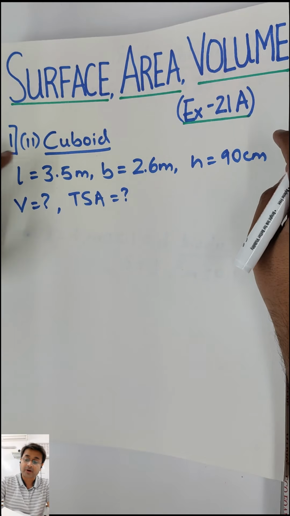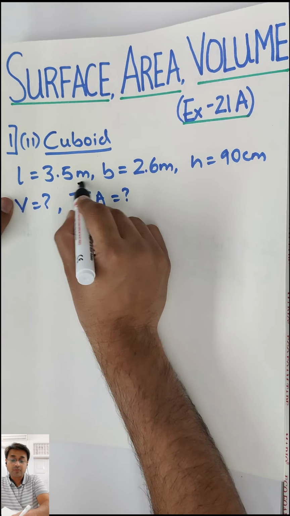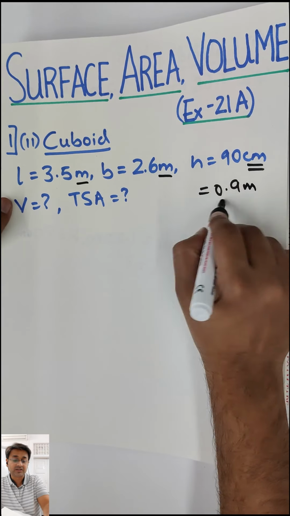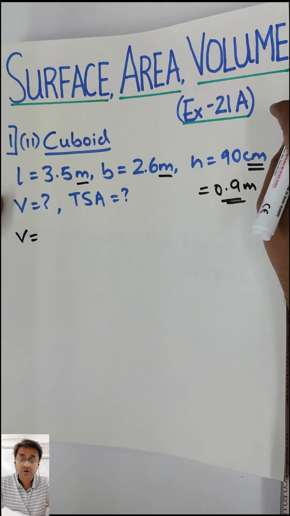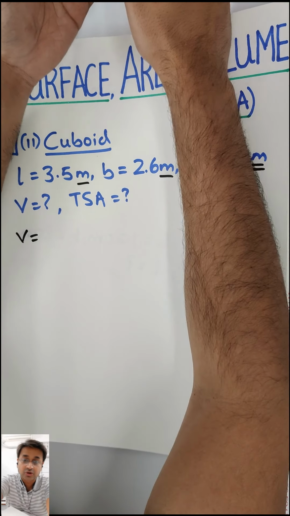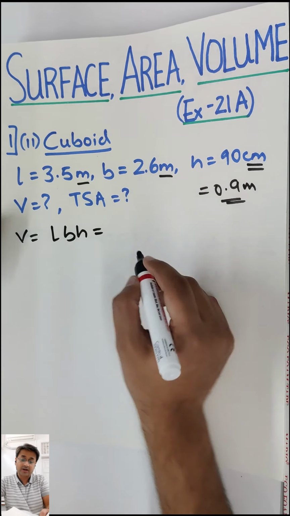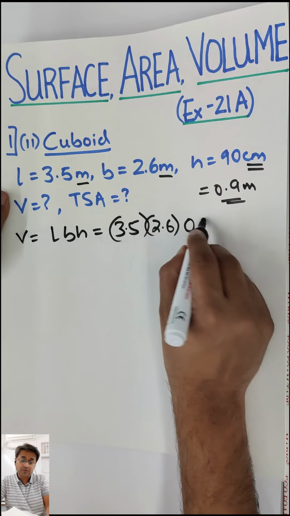So cuboid 1 part 2, they say length, breadth and height are these, find the volume and total surface. Both are in meters, but this is in centimeters, so converting it into meters by dividing by 100. Volume, come on, pause the video, apply the formula and I am 100% sure you can manage it easily. So the volume is length into breadth into height, so 3.5 into 2.6 into 0.9.